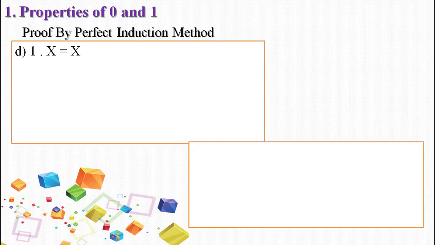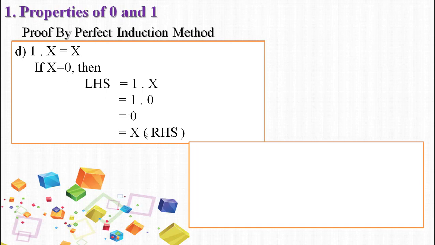Moving to the next property, that is properties of zeros and ones with respect to the multiplication. The expression is 1 multiplied by x is equal to x. First substitute the value of x is equal to 0, then take the LHS part. LHS is 1 multiplied by x. Substitute the value of x, that is 0. 1 multiplied by 0 will be the expression now. Perform the operation. Anything multiplied by 0 is 0, where 0 is nothing but the value of x, that is nothing but the RHS part that you are proving.